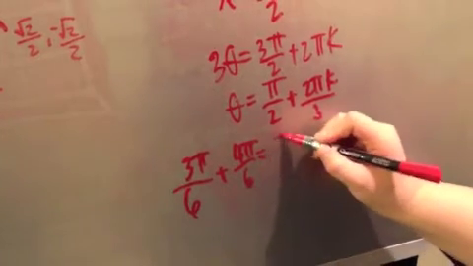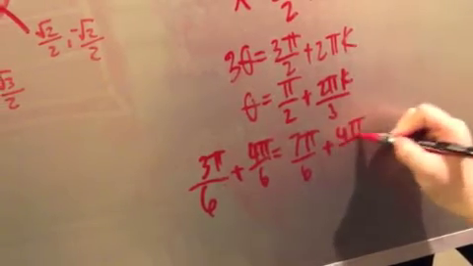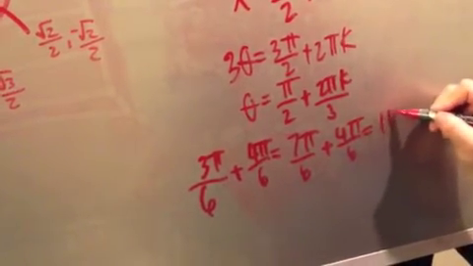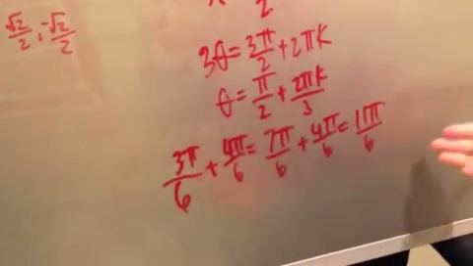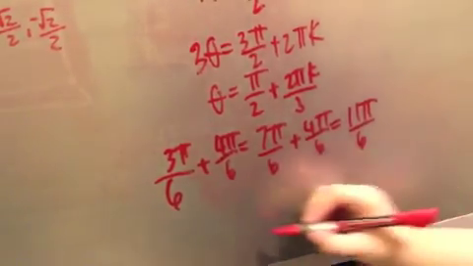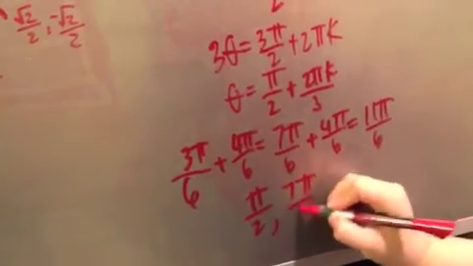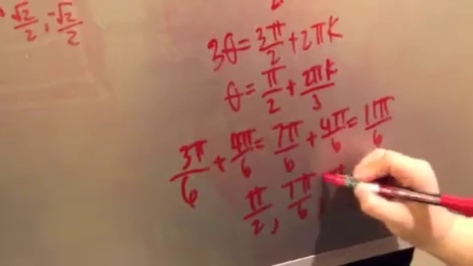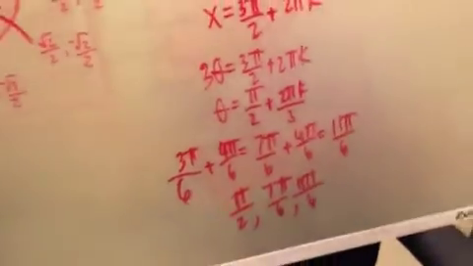So then that would equal 7 pi over 6, and then you add another 4 pi over 6, and that would equal 11 pi over 6. But you can't add another 4 pi over 6 because it goes over our domain. So the answers would be pi over 2, 7 pi over 6, and 11 pi over 6. Yay!